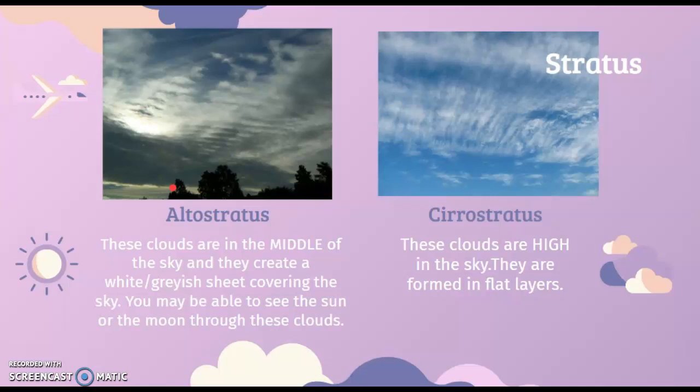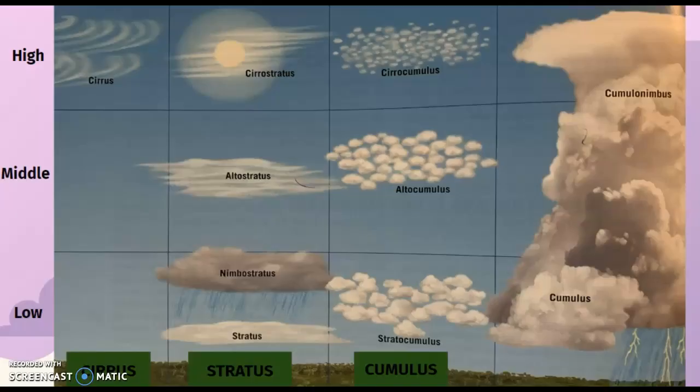Cirrostratus. These clouds are high in the sky. They are formed in flat layers. And as you can see, the altostratus is in the middle of the sky, and the cirrostratus clouds are high in the sky, and you can still see the sun.